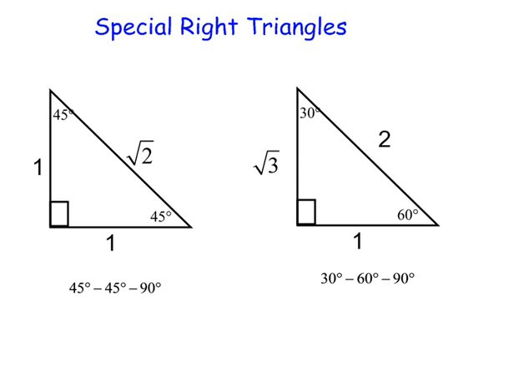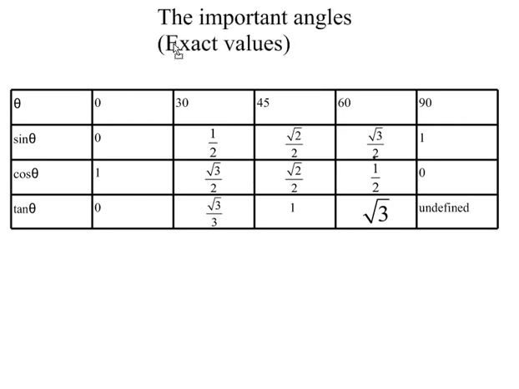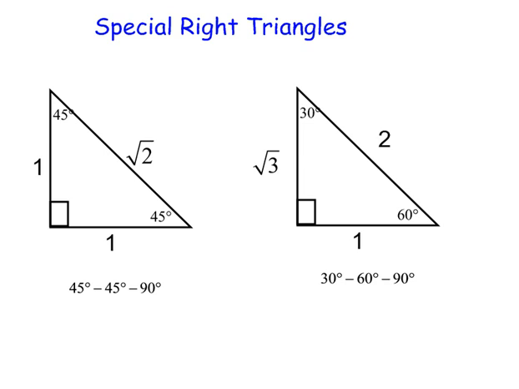From these special right triangles, we get what we call the exact values of the important angles. So the important angles are 0, 30, 45, 60, 90. All these values come from the special right triangles. Okay, that's where all those values come from.